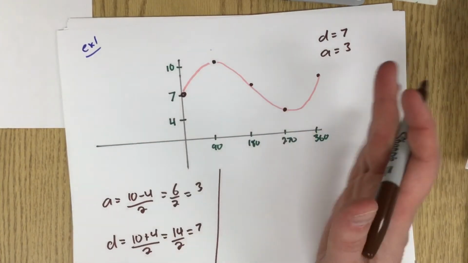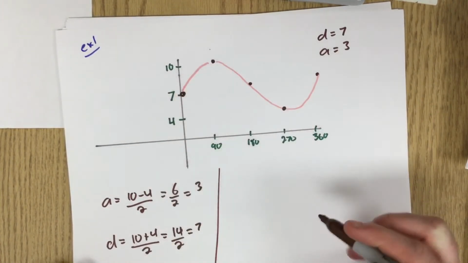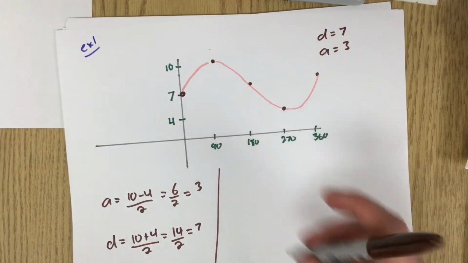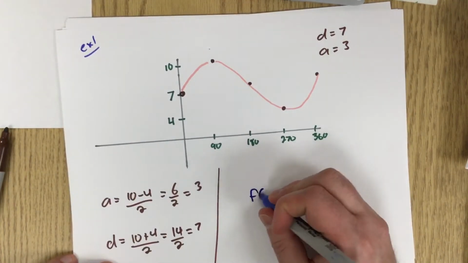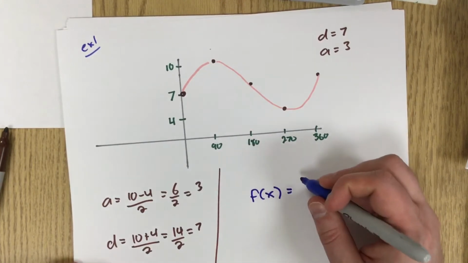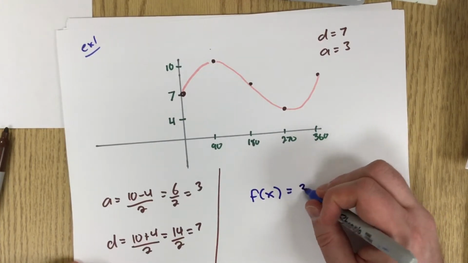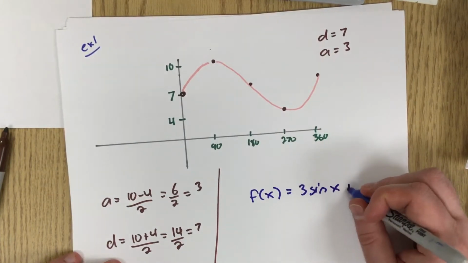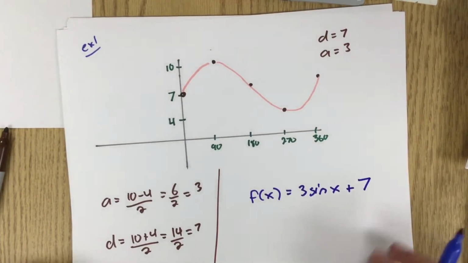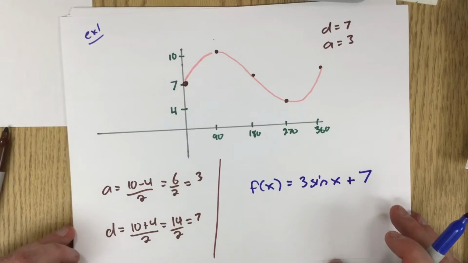There's no phase shift in this one. It's a sine graph. It starts at 0. And so our answer is going to be that f of x is 3 sine x plus 7. And that's our equation of the first one.